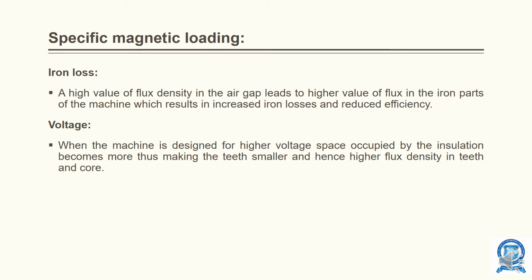The first parameter is iron loss. A high value of flux density in the air gap leads to a higher value of flux in the iron parts of the machine, which results in increased iron loss and reduced efficiency. The second parameter is voltage. When the machine is designed for higher voltage, the space occupied by the insulation becomes more, thus making the teeth smaller and hence higher flux density in the teeth and core.